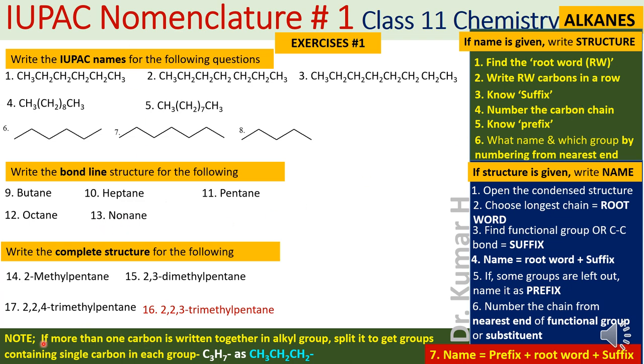Now another important note to remember is, if more than one carbon is written together in an alkyl group, then split it to get the groups containing a single carbon in each set of elements. So here C3H7 has to be expanded as CH3, CH2, CH2. In the CH3 group, one carbon is there. In this CH2, one carbon. In this CH2, one carbon. So one carbon is there in each. That is how it has to be expanded.